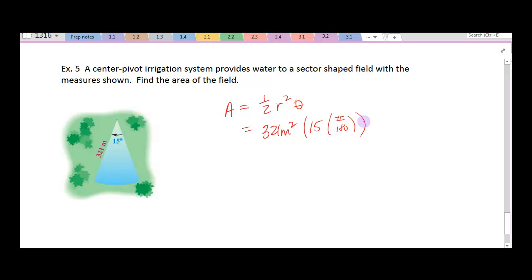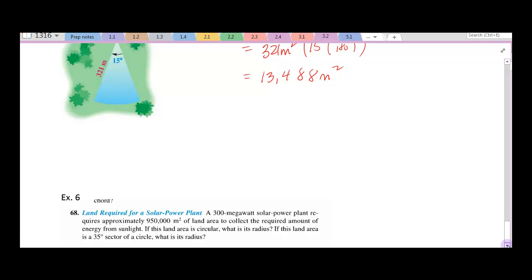We can just put all of that into the calculator, and we find out that the area that this is going to cover is approximately 13,488 meters squared. So that's how much this center pivot irrigation system would cover. That's the amount of land it would cover. So let's look at one more example.